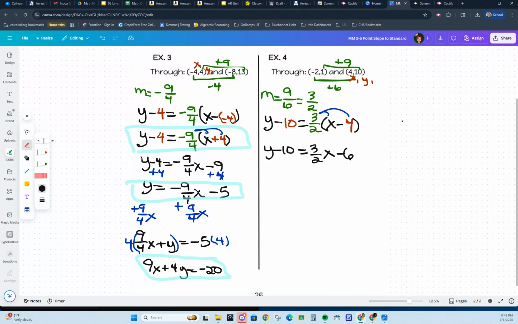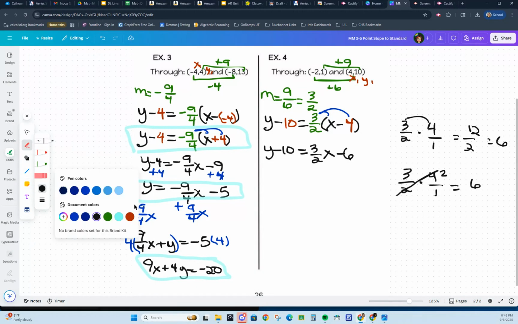Okay, so this is what we were doing. 3/2 times 4, it's 4 over 1. Okay, so we can either do 3 times 4 to get 12 over 2 and then get 6, or we can simplify the 4 over 2 first and get 2. So now we have 3 times 2, which is 6. Either way you look at it, that's what's happening with that fraction. Okay? All right. So now we're going to add 10 to both sides.